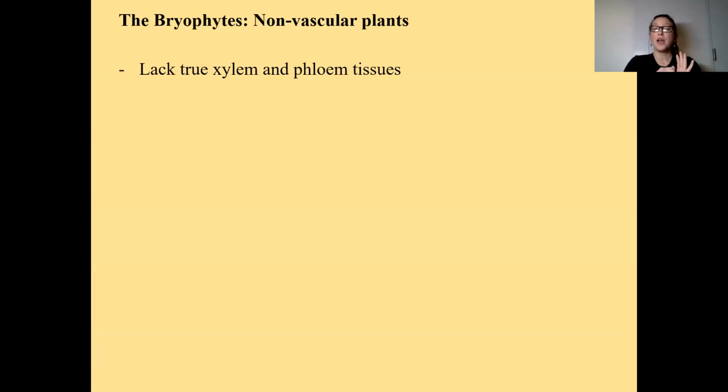All right, so the word bryophyte means a phyte that's kind of like a moss, right? And by kind of like a moss, we mean it's non-vascular. So that's why this whole group of plants is called the non-vascular plants. So what does that mean, non-vascular?